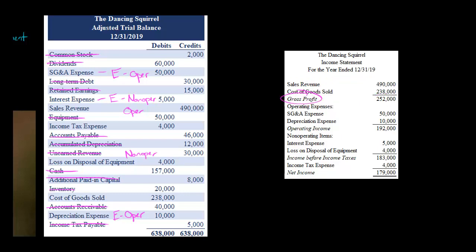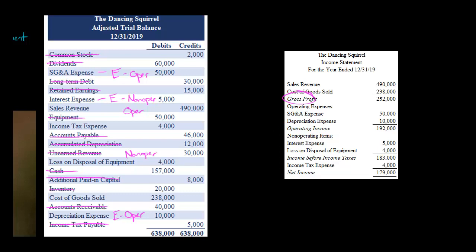Now notice, gross profit does not appear anywhere in the adjusted trial balance. That's because gross profit is just a subtotal. Okay, this is not an account. You're not going to look and see gross profit in the adjusted trial balance for $252,000. Okay, it's just the difference between the sales revenue and cost of goods sold. Okay, that's what we're doing with a multi-step income statement. We're going to calculate gross profit, and we're also going to have operating income, we have income before income taxes, and then finally we'll get to net income.